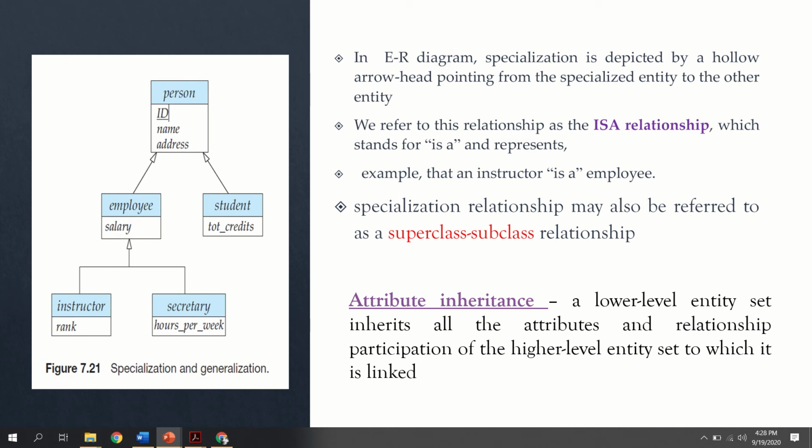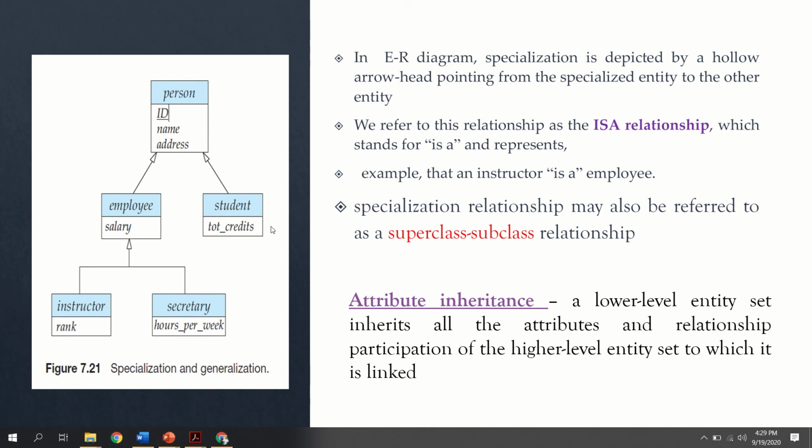So it is actually a superclass, subclass subdivision. Here, in this case, the person is a superclass and these are the subclasses. Here, this one is a superclass and these are the subclasses. Always we can say that this specialization is an is-a relationship. That means we can always say that an employee is a person, a student is a person, an instructor is an employee, and a secretary is an employee. So we can always say that a specialization.